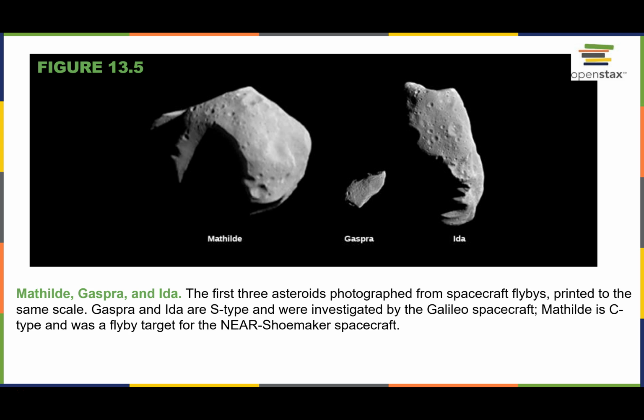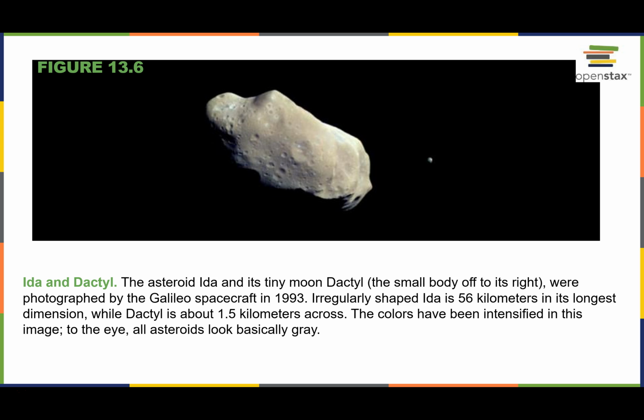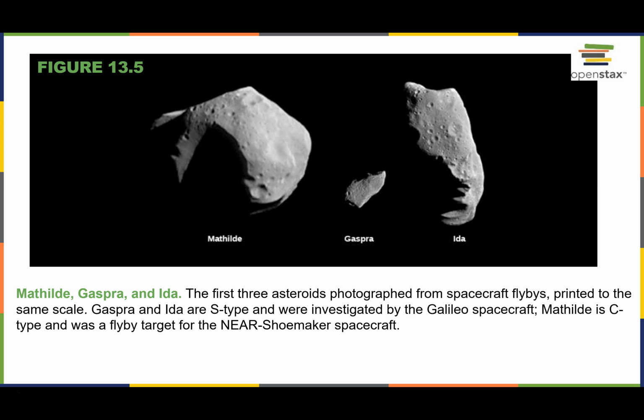Okay, now we're back in outer space again. Here we have Matilda, Gaspra, and the meteoroid or asteroid Ida. Okay, this is talking about... What's the difference with the S-type and the C-type? I'm not sure. I would have to look that up too, S-type and C-type.